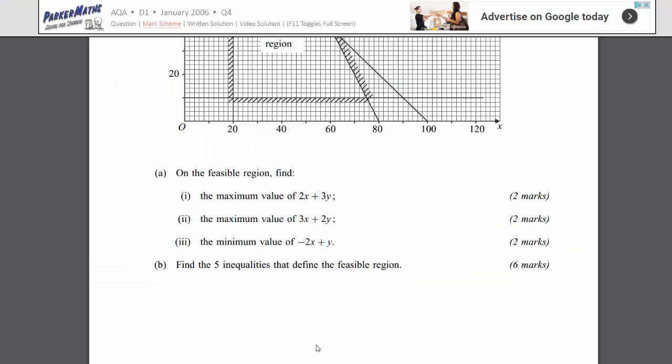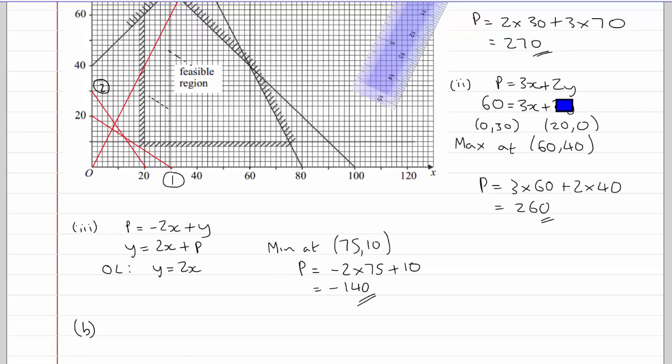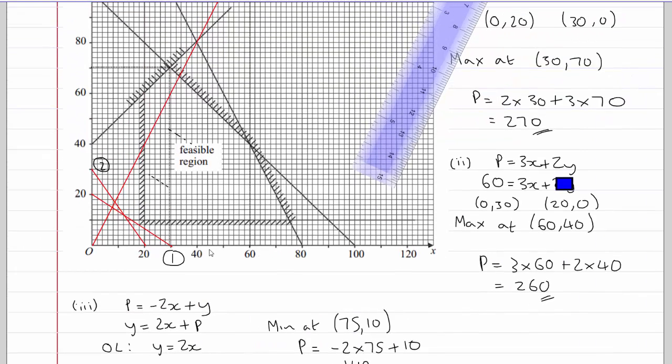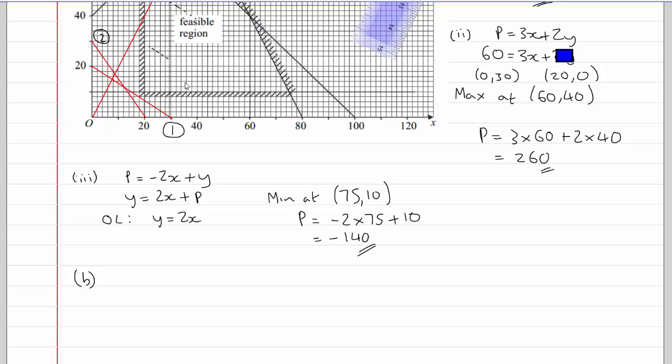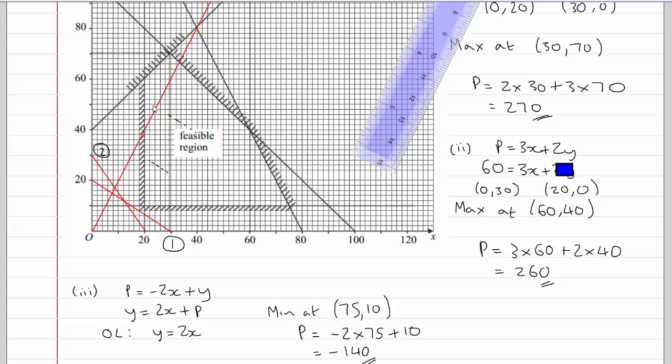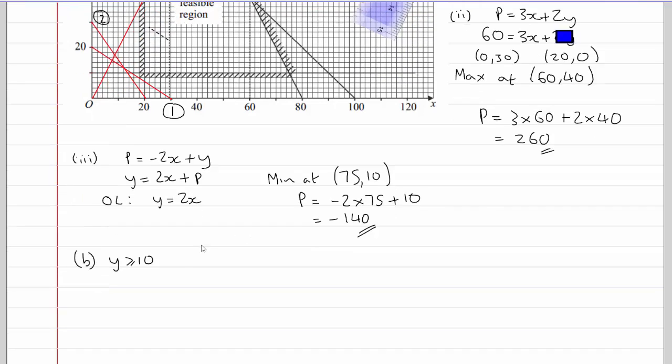Finally, in part B, we need to find the 5 inequalities that define the region. We'll start with the horizontal and vertical lines because they're fairly straightforward. We've got a line that goes horizontally through 10. That will be y equals 10. In this case, we want the region above it, so that will be y is greater than or equal to 10. We've got a vertical line going up through 20, and we want to the right of that line, which tells us that x has to be bigger than or equal to 20.